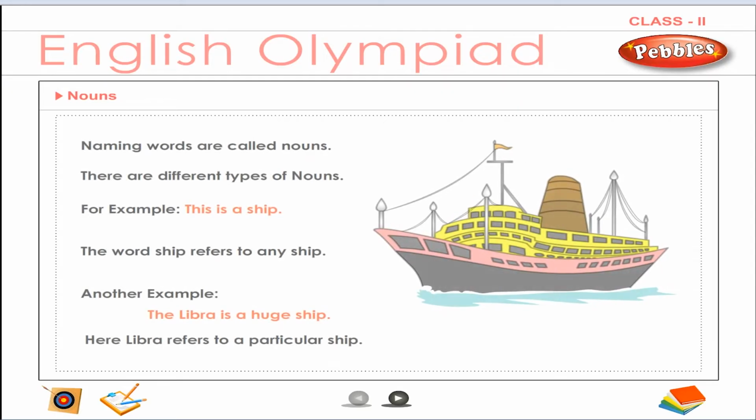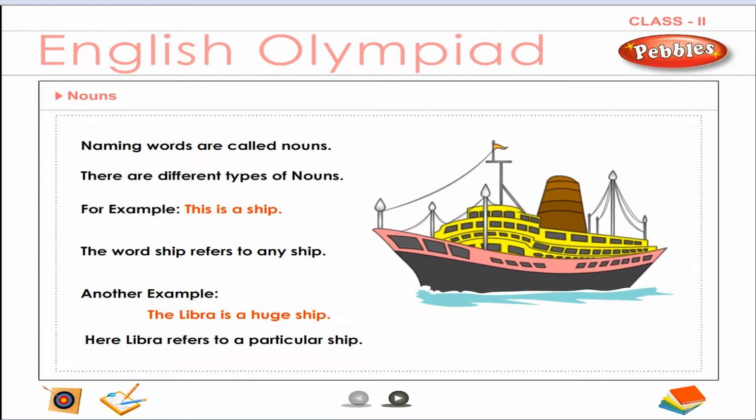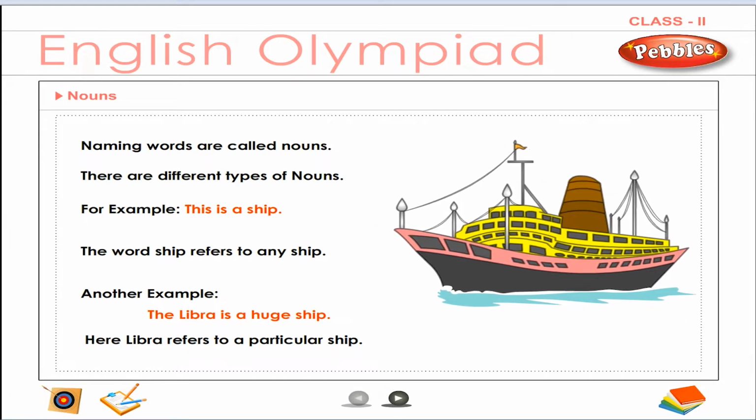Nouns. Naming words are called nouns. There are different types of nouns. For example, this is a ship. The word ship refers to any ship. Another example, the Libra is a huge ship. Here, Libra refers to a particular ship.